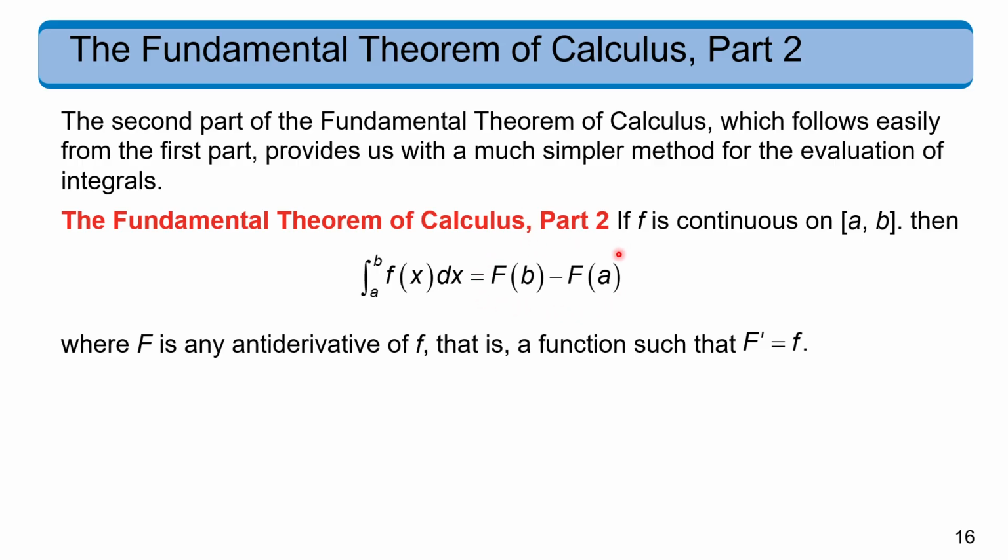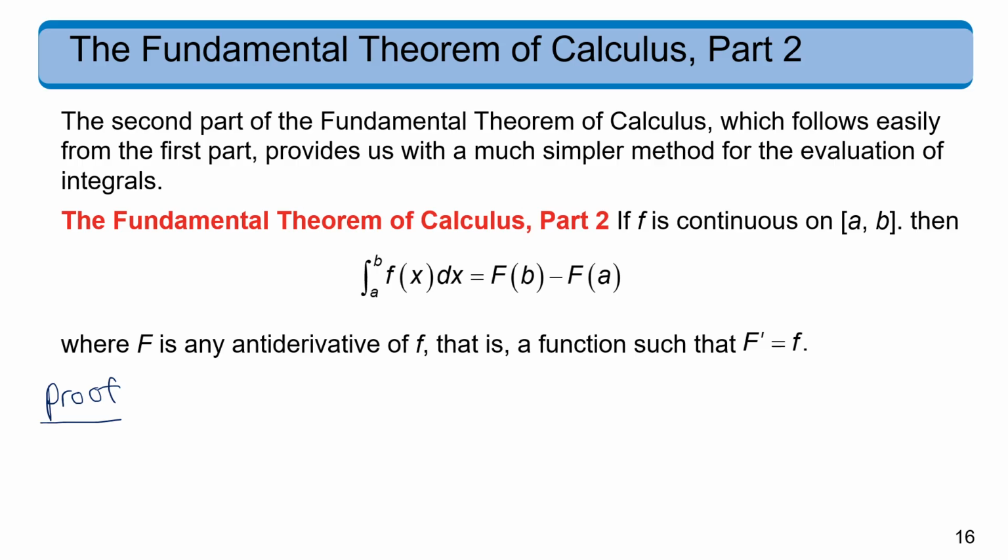Now the capital F here is any antiderivative of little f that you started with. So the idea is first, given this function little f, you find any antiderivative and call that function capital F. Then you evaluate capital F at the two endpoints a and b, and then you do the subtraction, F of b minus F of a, calculate the result, and that's the value of this integral. So I'm going to give you just an outline of the proof for why this works.